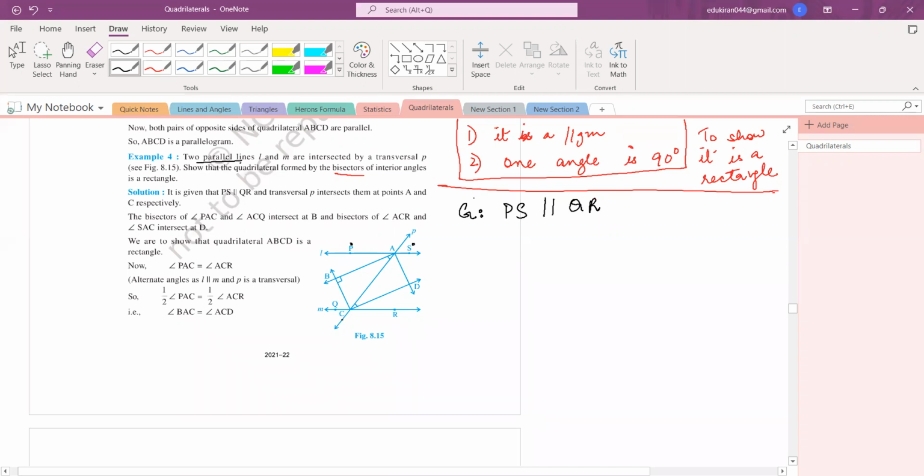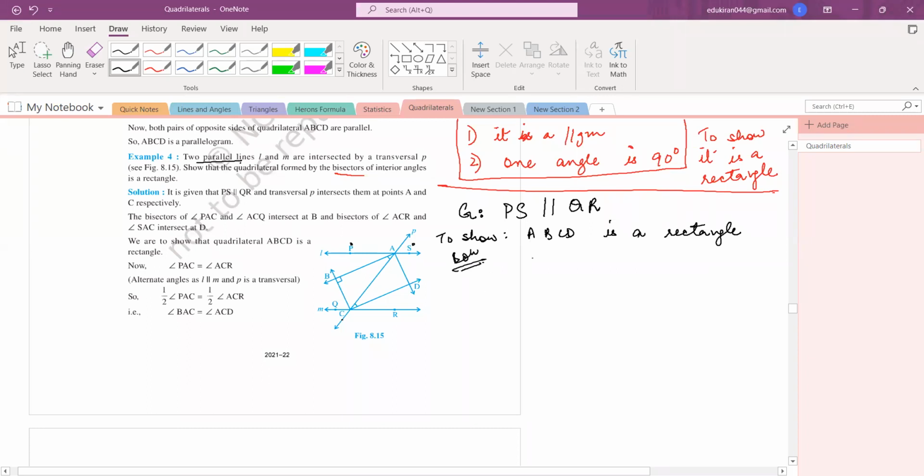You have to show that this ABCD is a rectangle. This you have to show. So let's do the proof or solution.